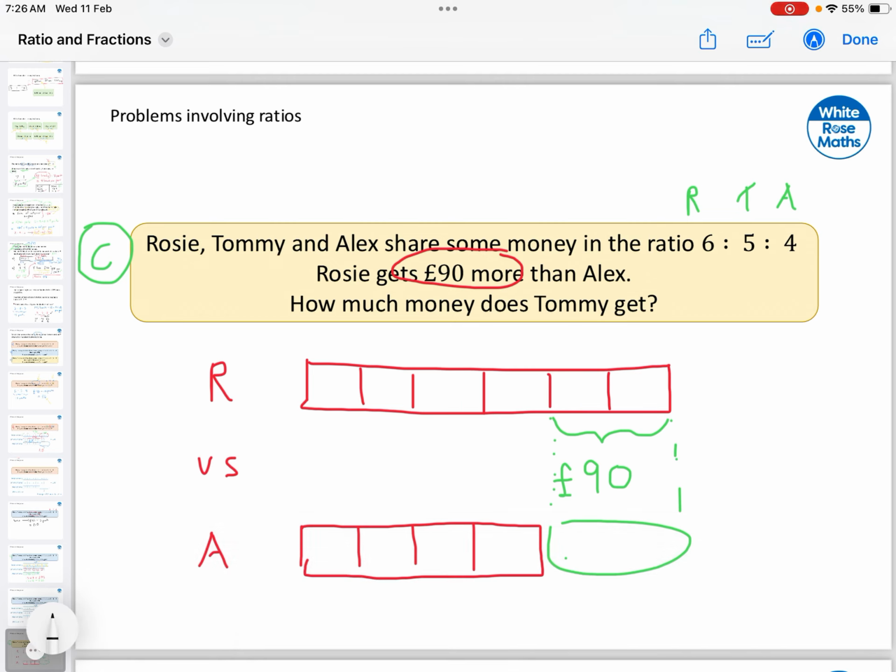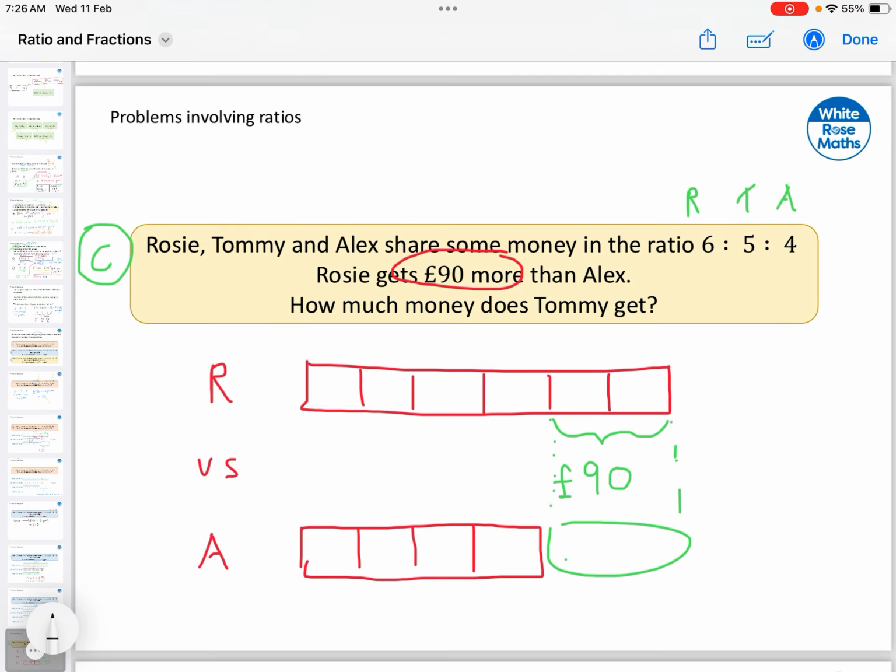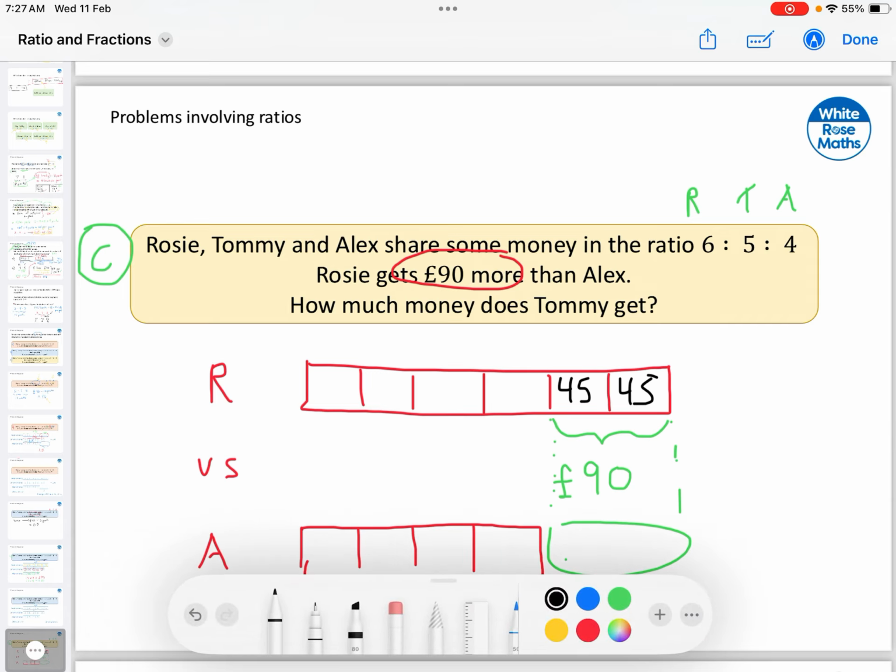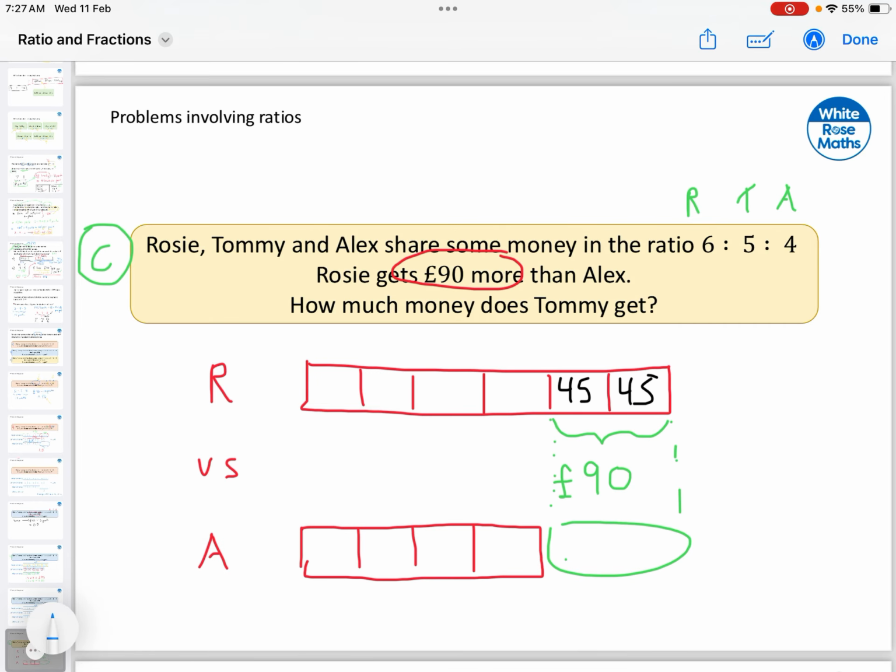Let me repeat. Rosie has 6 parts, Alex only has 4. And we know that Rosie gets 90 more than Alex, meaning that Rosie has 45 pounds on each one of those extra parts. Once again, Rosie is receiving more money than Alex. She receives 90 more than him, and those 2 extra parts that she has each represent 45. That means that for Rosie, the complete composition is 45 each.